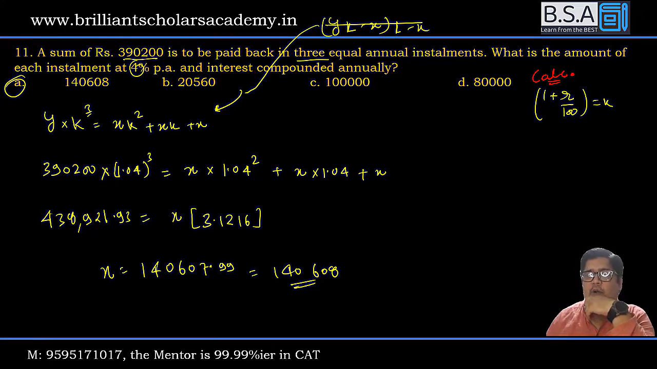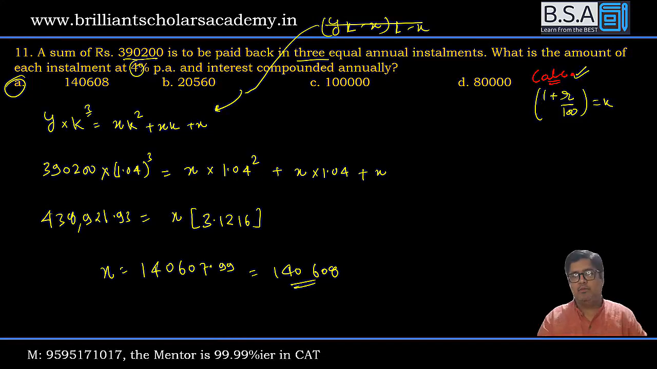3 equal annual installments of 1,40,000 will get the job done for you. Formula wise, we have seen this. Comment done. Yes, you need to be ready to use a calculator in the exam. Comment done.